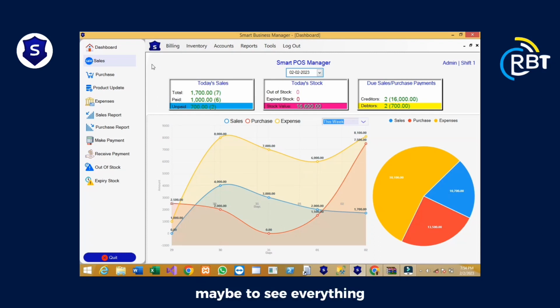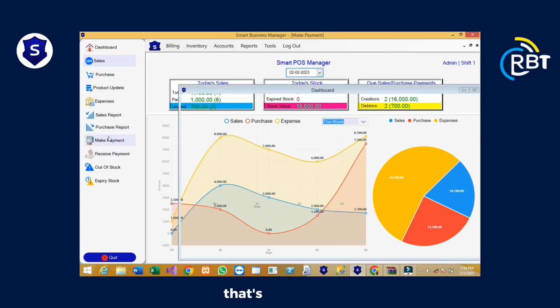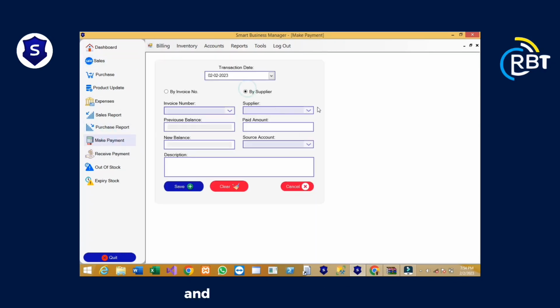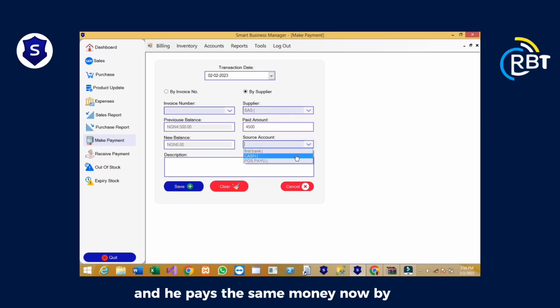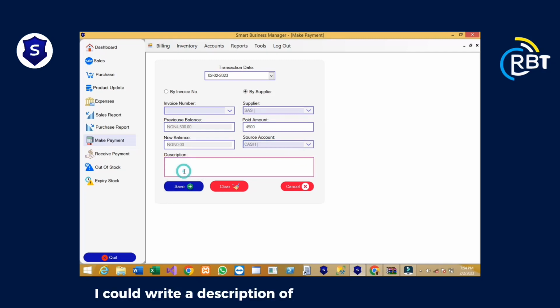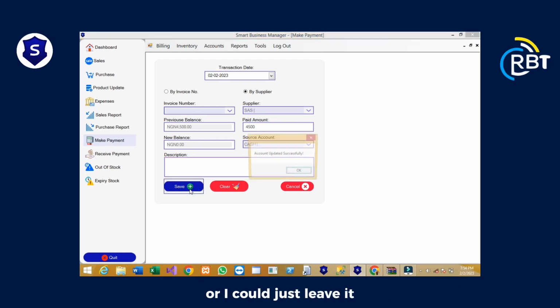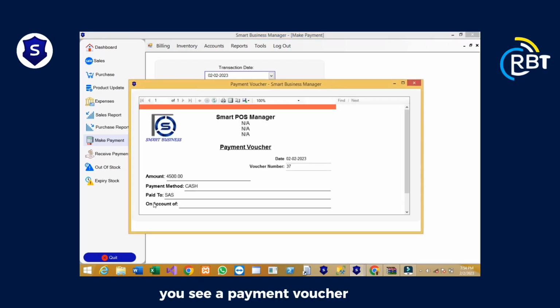Maybe to see everything. Now imagine that same SAS is owing me 4,500, right? I just select this SAS, who is owing me 4,500. He decides to pay today, decides to clear his account, and he pays the same money by cash. So the money goes into my cash. Now I could write a description of how he paid and all that, or I could just leave it. Now what do you see? You see a payment voucher receipt. You can print and give to the customer, the supplier, right? Or you could just leave that.